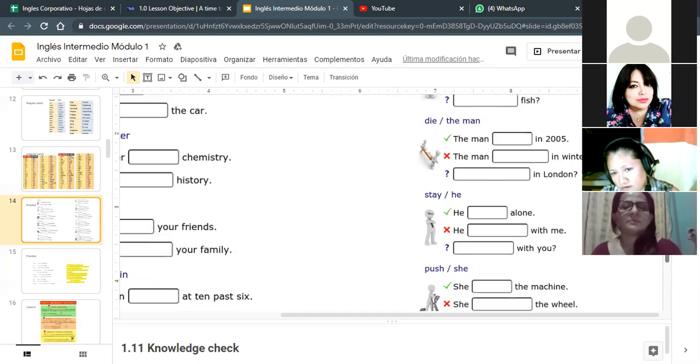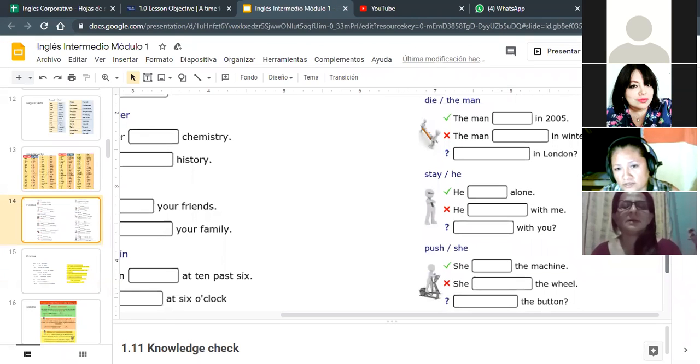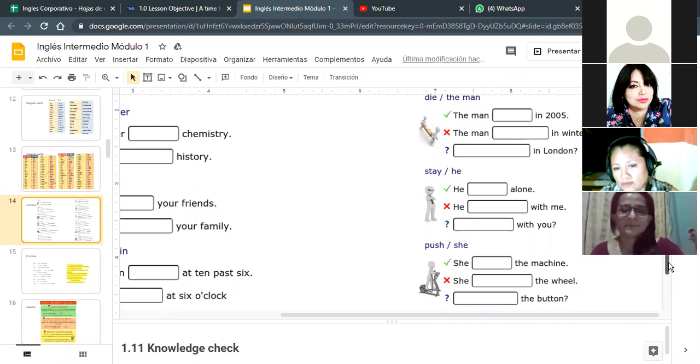The man died in 2005. Okay, the man died in 2005. And the negative? The man died in winter. The man didn't die in winter. And the question? Did the man die in London? Good. What about the next one?